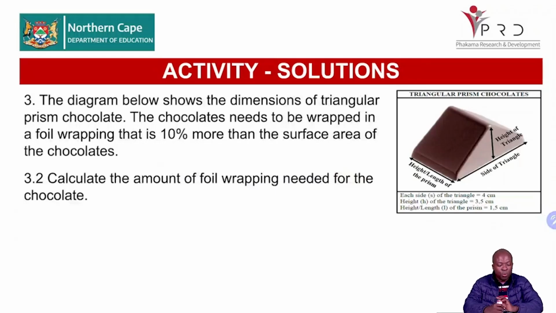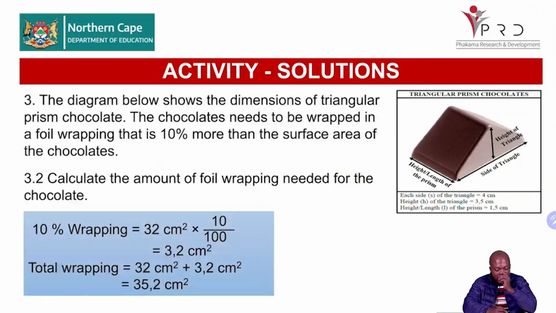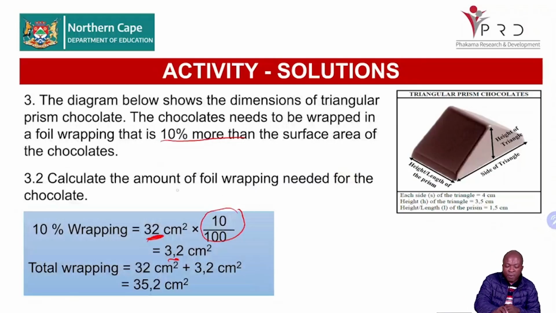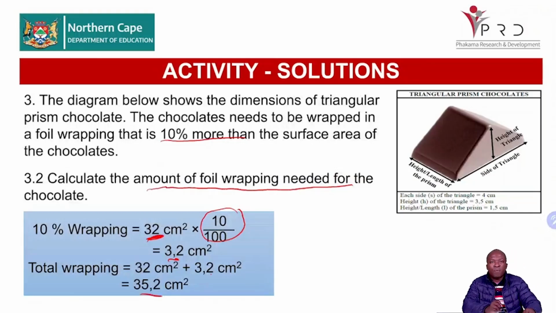How about 3.2? How did you get it? They said it's what? 10% more. So 10% more than the 32. So that's why you see that I'm pressing here 10 over 100 times 32. That will be 3.2. Once you get that answer, you add to the 32, because they want us to find what? The amount of foil wrapping that is needed. So 32 plus 3.2, that gives you 35.2. I hope you got that correct.